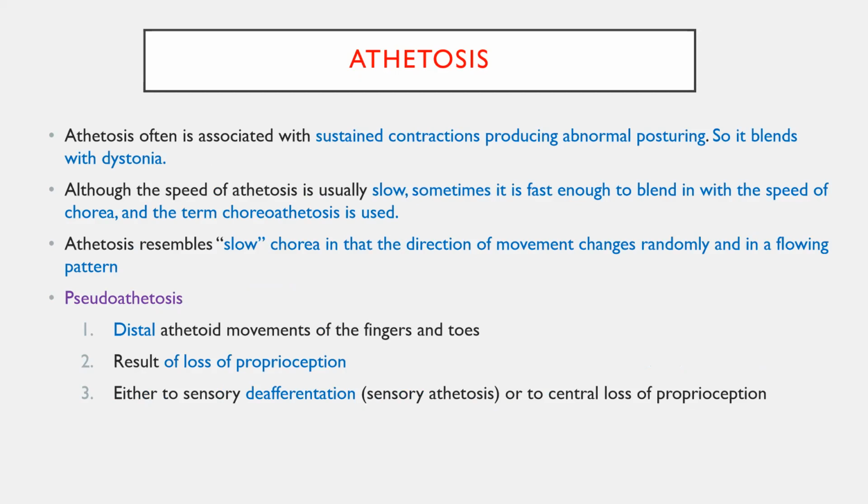Another terminology is pseudoathetosis. Most commonly you see it in large fiber neuropathy. It is secondary to loss of proprioception. The patient will have abnormal athetoid movements in the distal extremities involving the fingers and toes. Associated symptoms like tingling, burning, ataxia, and the wash basin phenomenon will help you differentiate athetosis from pseudoathetosis. Pseudoathetosis will be predominantly seen whenever the patient closes the eyes.